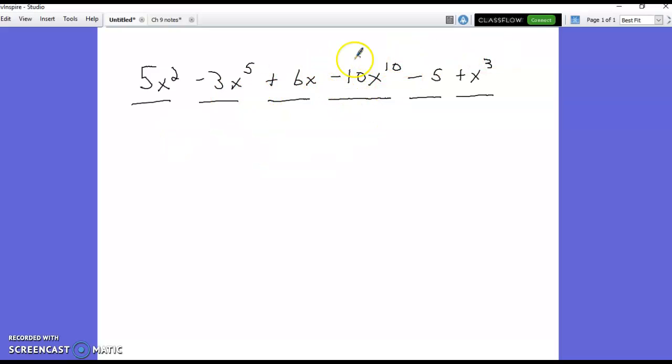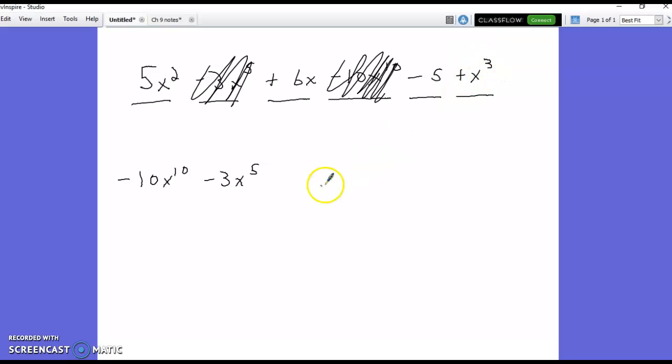So the highest degree is this negative 10x to the 10th, so I'm going to write that first. The next highest degree I see is a 5, so I'm going to write negative 3x to the 5th. And even if you want, as you're doing these, you can cross them out as you go, so you see what's left. My next highest degree would be this x to the 3rd, so a positive x to the 3rd. Get rid of that now. So I'm down to 3 now.